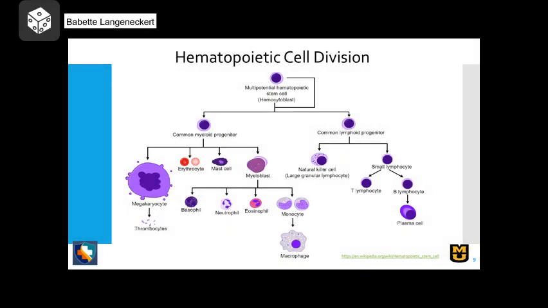This is a diagram of hematopoietic cell division. Hematopoietic stem cells are the stem cells that give rise to other blood cells. This process is called hematopoiesis. Hematopoietic stem cells give rise to different types of blood cells in lines called myeloid and lymphoid.